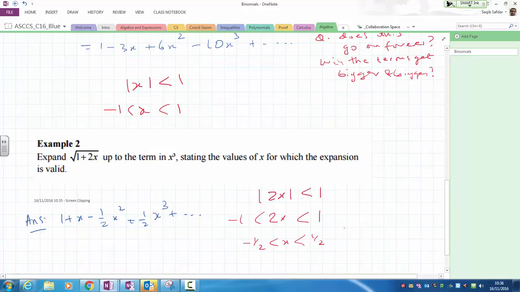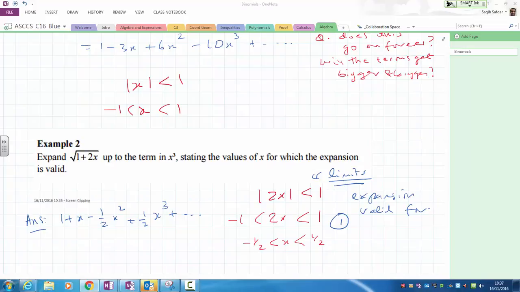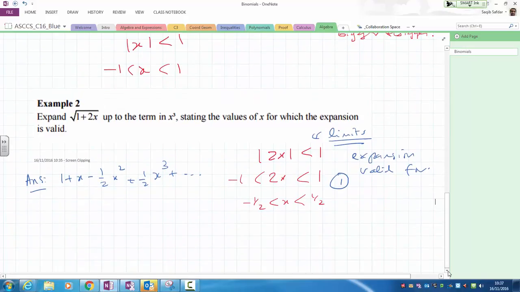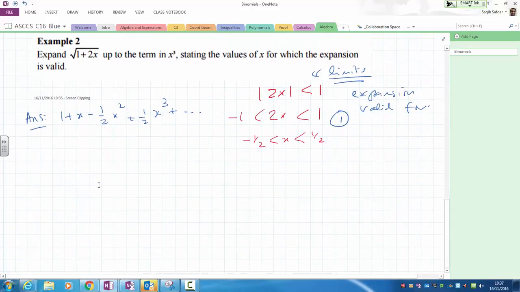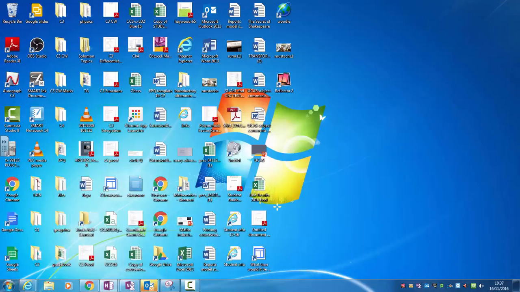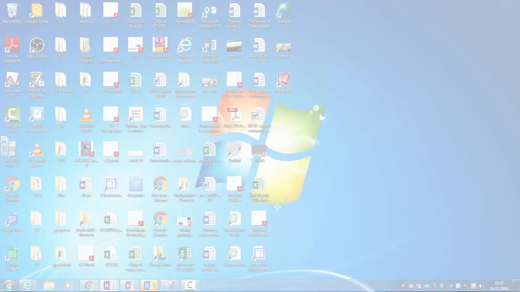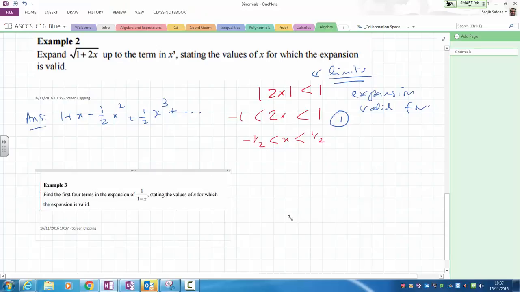And then this is the range. This is 1 mark in the exam. It's like the expansion, so these are your limits. And the expansion is valid for those particular limits. So have a go at doing that, and I'll put up another one, and then we'll go over the answers again if needed. I'll even put this up. It's this one here.